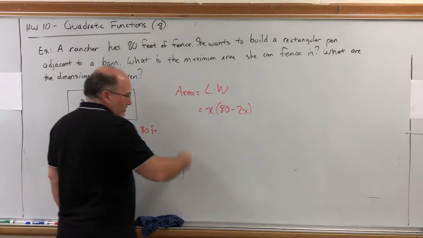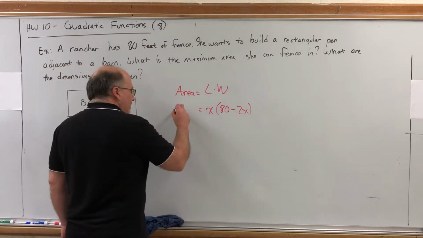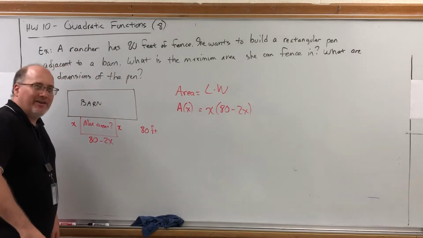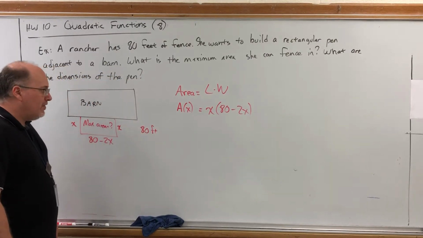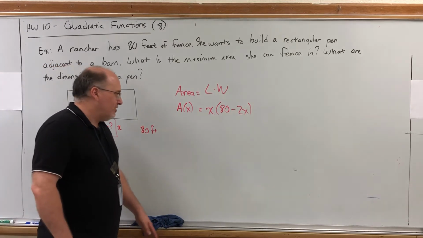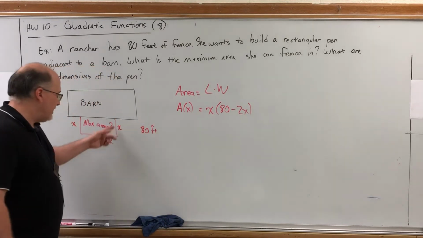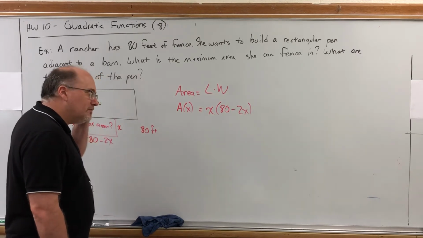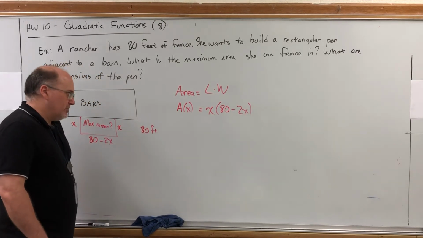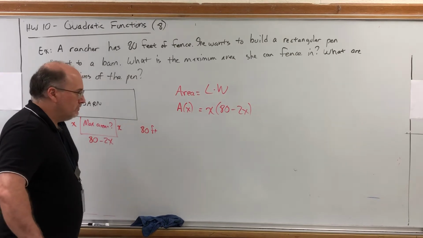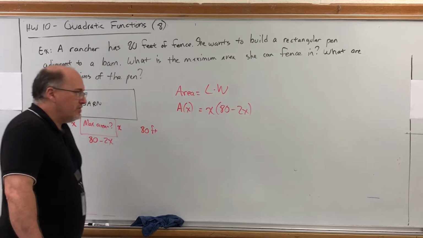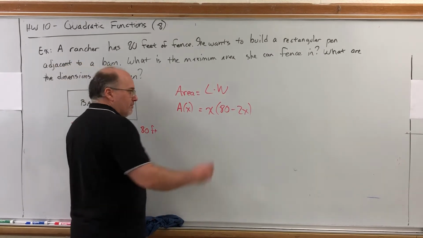Now, this is a function. I could call it f of x, but I think I'm going to call it A of x because we're calculating area. So we have a function that tells us, tell me how wide this pen is, and I'll calculate its area. Now, is this a parabola? Is it a quadratic function? Yeah, it is a quadratic function, even though you don't see the x squared yet. But do you see where the x squared is going to show up?